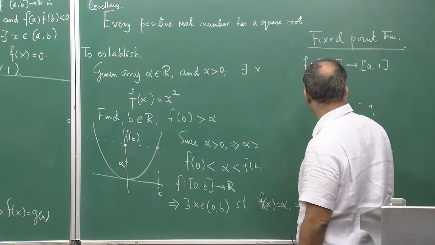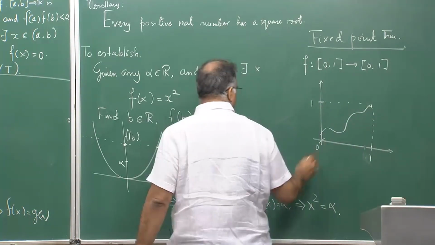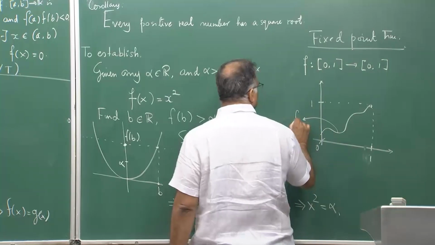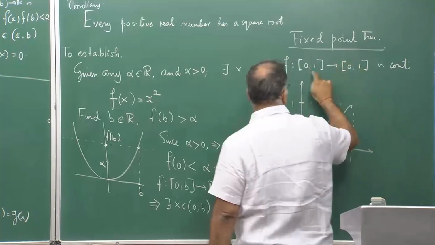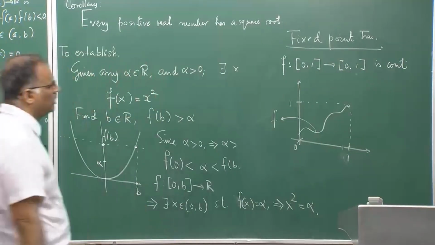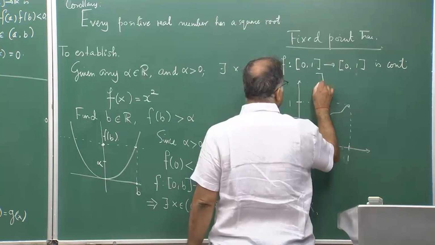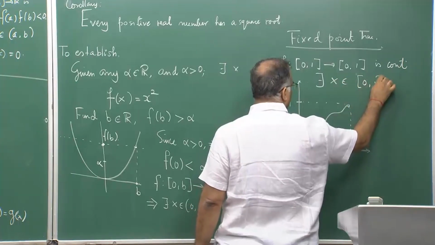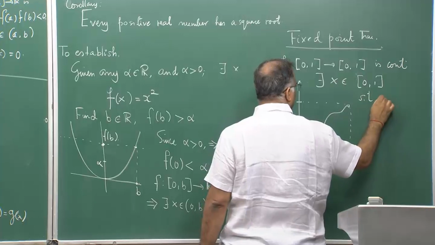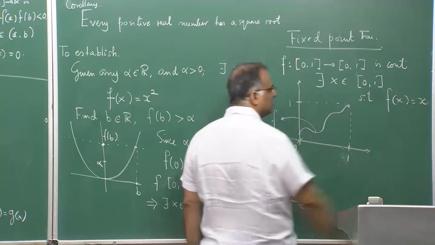Now, I have some continuous function f, which means its domain is [0,1] and its codomain is also [0,1]. What the fixed point theorem says is that there would exist an x element of [0,1] such that f of x would be equal to x.